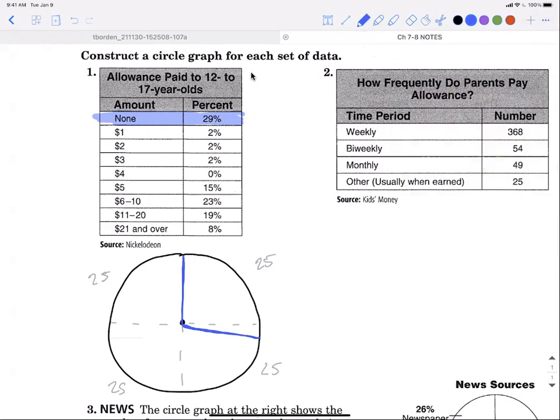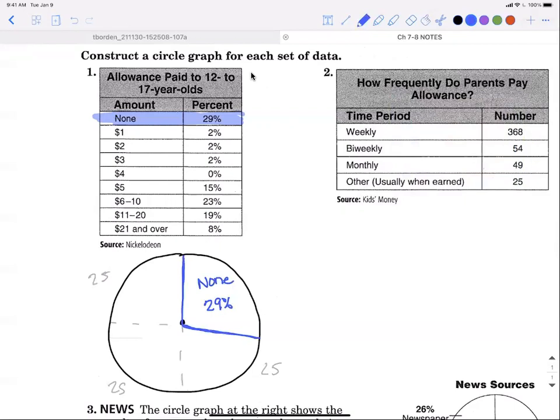So let's label this. I'm going to go ahead and erase my sketching here just so it's cleaner, but you can erase it or leave it. I don't care, it doesn't matter. But that is my none category. I'm going to label it because this is allowance paid to 12 to 17-year-olds, and 29% said they don't get allowance at all. So none is the name, and you want to put the percentage. For each one of your pie pieces, you're going to have the name of the piece of pie and the percentage that it represents.